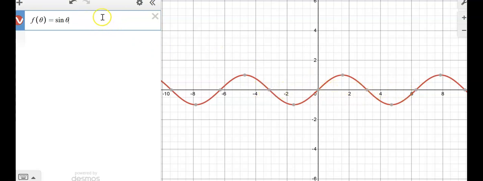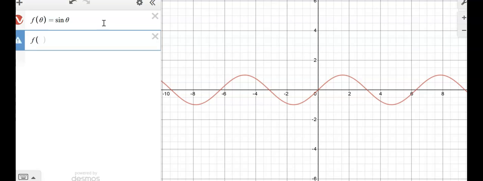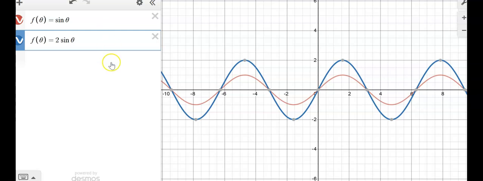Now let's talk about what will happen if we change its amplitude. So function of theta is equal to 2 sine theta. As you remember, that was 2 sine theta.